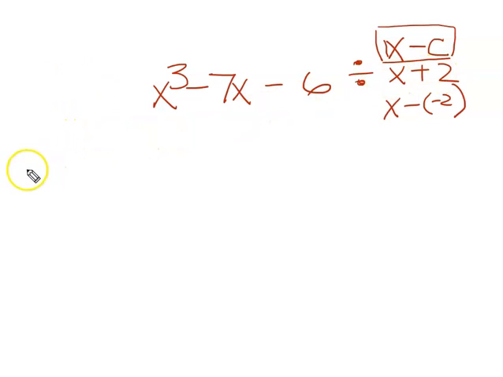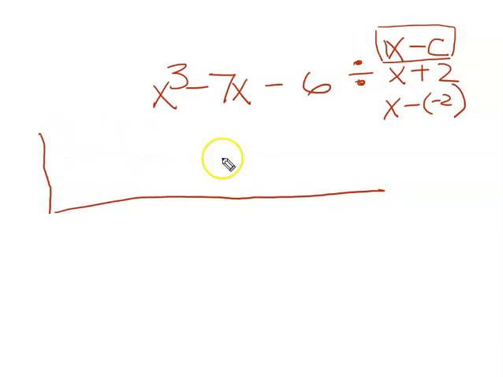So what's the protocol? Well, we set it up, and instead of using the regular division bar, we're going to use a sort of an upside down division thing here. And what number are we going to put out here? Again, it's just the c value, which we now know is a negative 2.